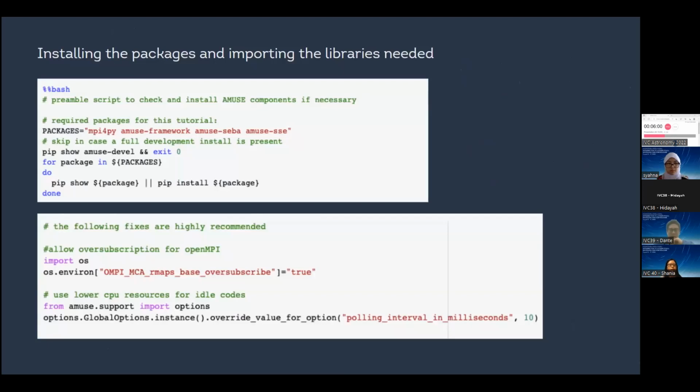Okay, the first step is, of course, to install all the packages and import the libraries needed. Since we're in AMUSE, we can just get all the stuff from AMUSE. Yeah, it's already built in AMUSE. Okay, next.